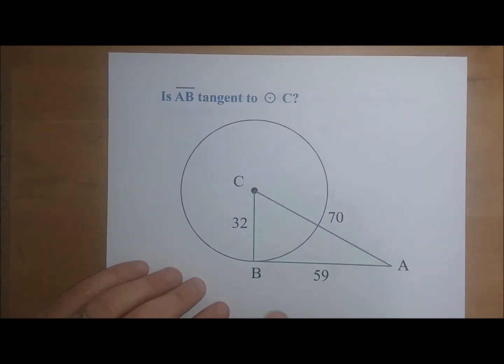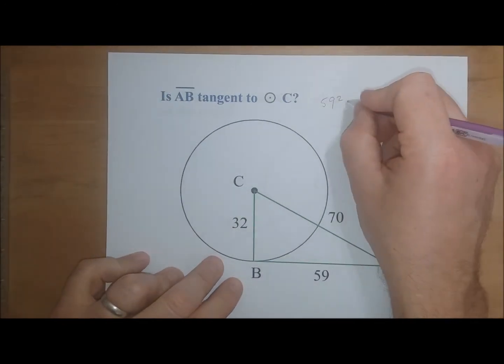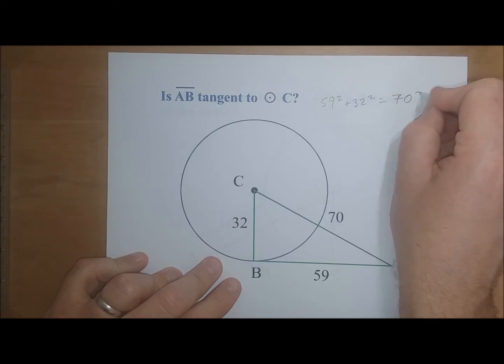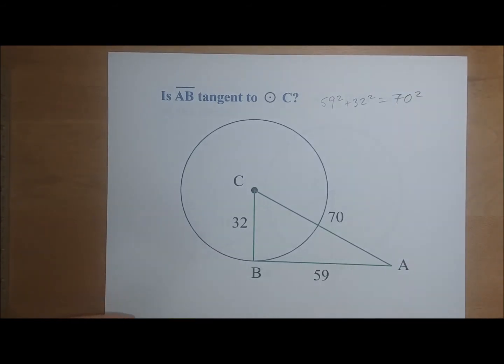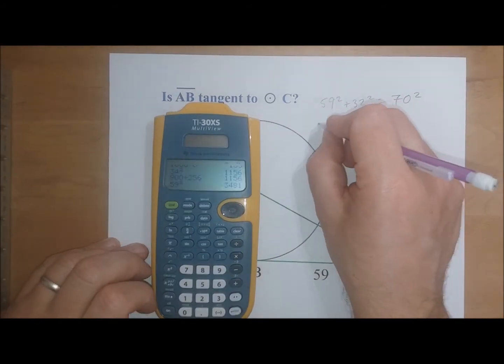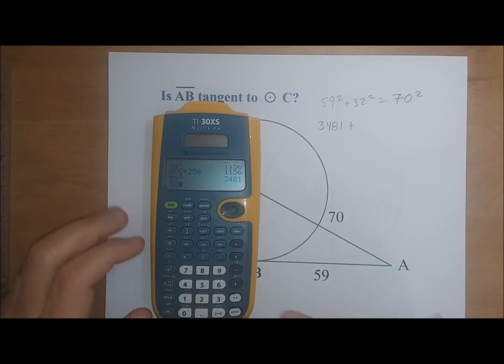How about here? Is AB tangent to circle C? Could we go ahead and test this again? Is 59 squared plus 32 squared equal to 70 squared? Let's test that. Off the top of my head, I don't know 59 squared. Maybe I should. I get 3,481 plus 32 squared.